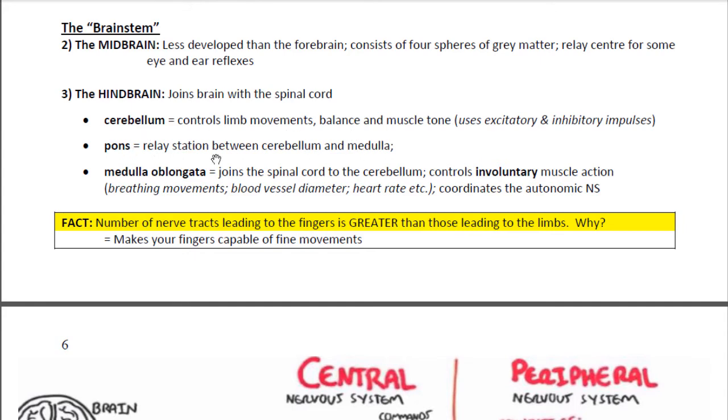Again, pons is just the relay station. The medulla oblongata, this is your brainstem just before you hit the spinal cord. This is going to be your involuntary muscle stuff, so controlling your breathing movements, how fast your heart is beating, even things like blood vessel diameter. So if you want more blood to go to a certain area, you expand the vessel. If you want less blood to go to an area, you constrict the vessel.